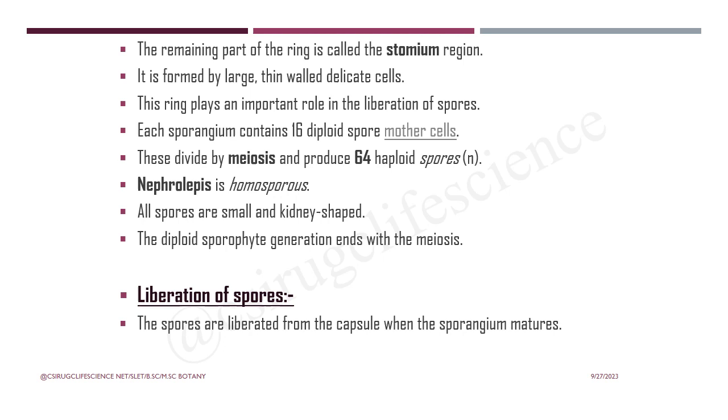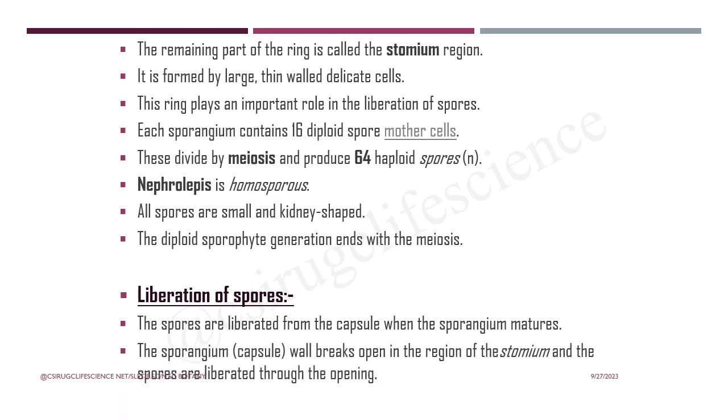When the sporangium matures, the sporangial wall breaks open at the region of the stomium and the spores are liberated through the opening. This is caused due to movement of the annulus in hot and dry conditions.